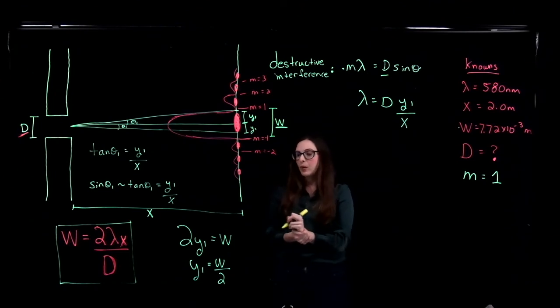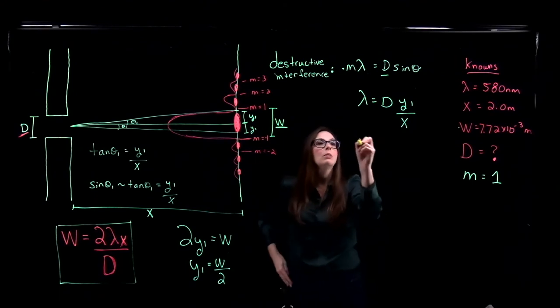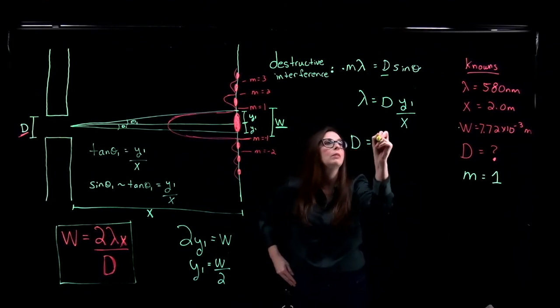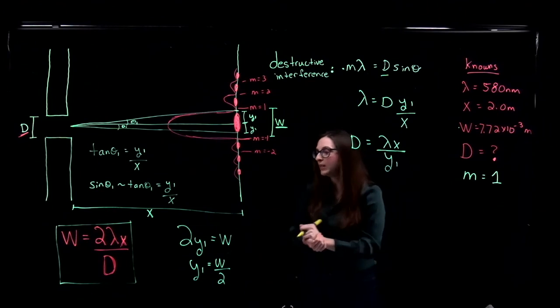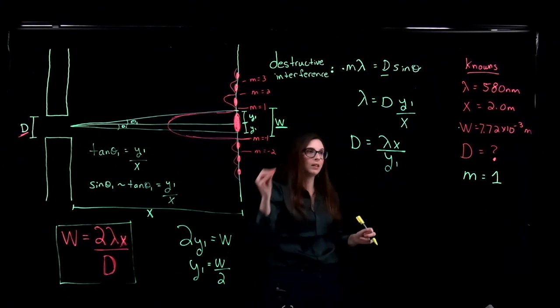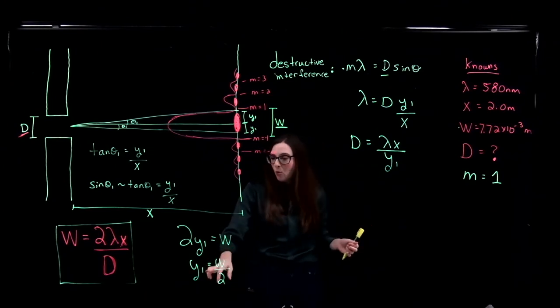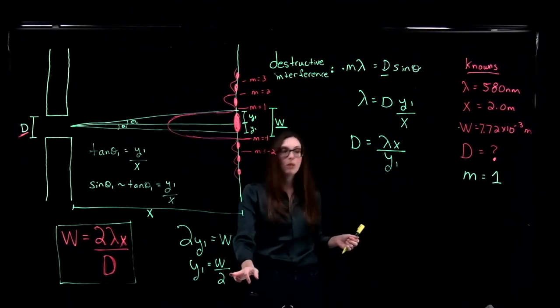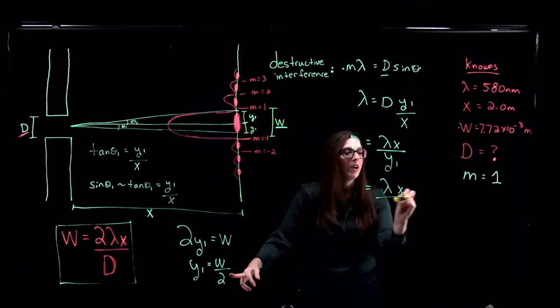So let's see, we can go ahead and solve this equation for d, okay? So d is equal to lambda x over y1, okay? And what did we say about y? We said that 2 times y1 gives us w, okay? So, or we could also say that y1 is equal to w over 2. So this is equal to lambda x divided by w over 2.